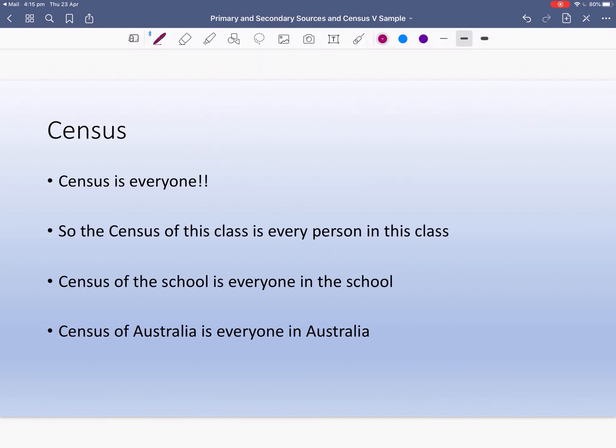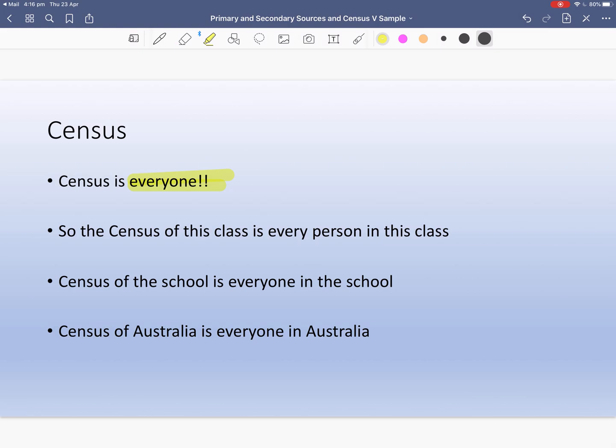Okay, so what is census? Well, census is everybody. So every, I think, 5 years, Australia does a census, which means everybody in Australia needs to fill out a survey. Now, you might be saying to me, Mr. Bustos, I've never filled out a survey. The truth is, your parents or whoever you're in that house the night of the survey has to fill in information regarding you. All right, so census is everyone.